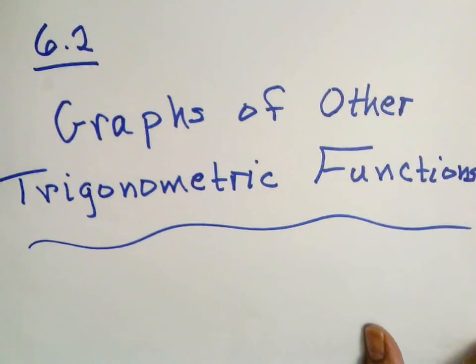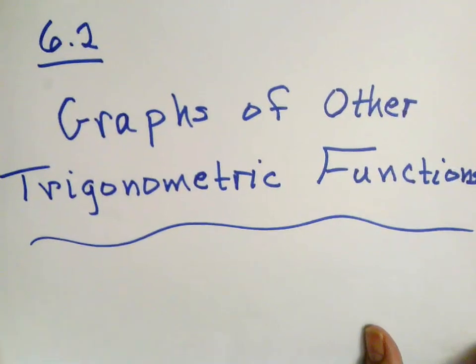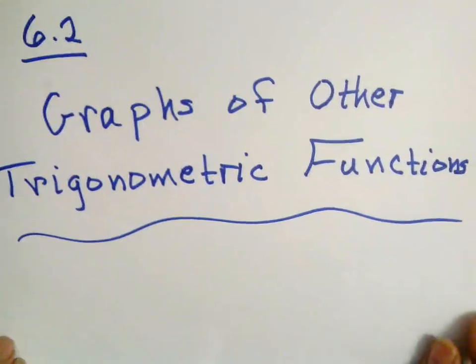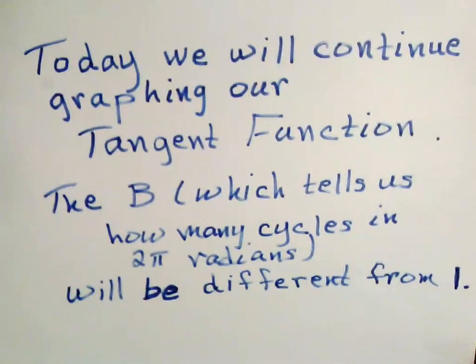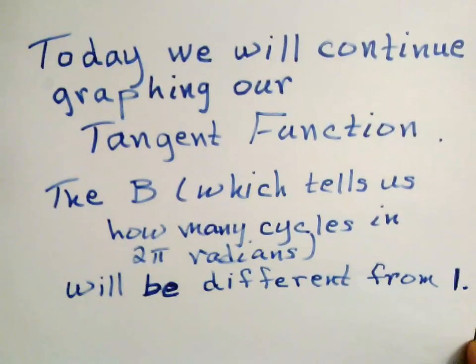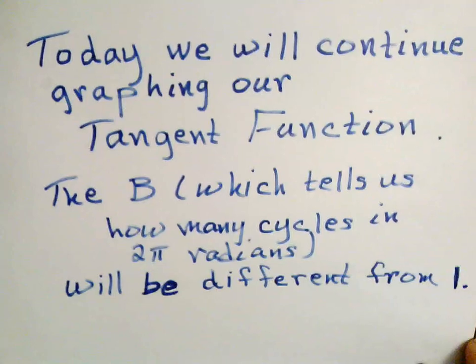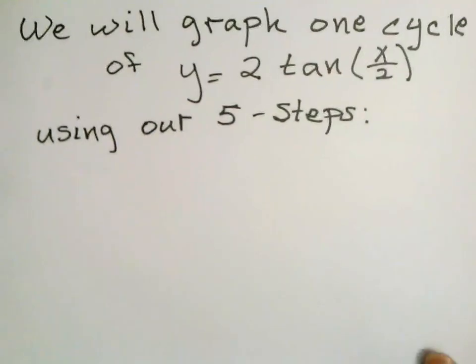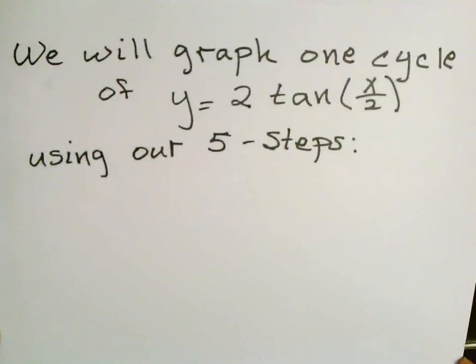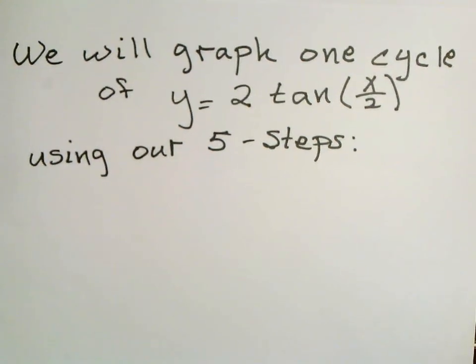We are still in 6.2, graphs of other trigonometric functions. Today, we will continue graphing our tangent function. The b, which tells us how many cycles in 2 pi radians, will be different from the number 1. We will graph one cycle of y equals 2 times tan of x divided by 2 using our 5 steps.